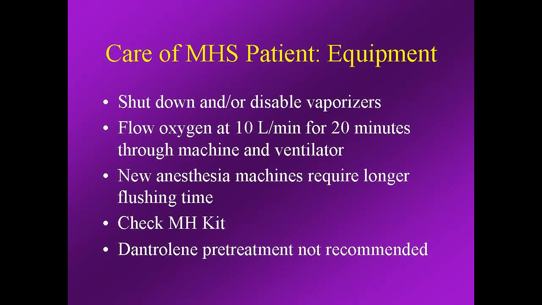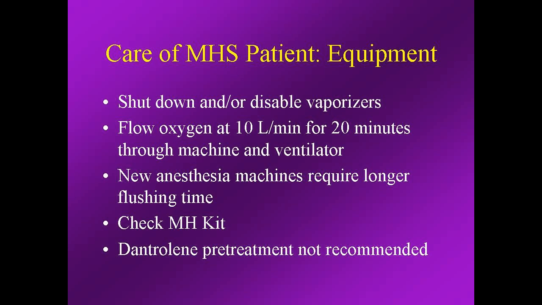How should the anesthesia provider prepare and care for the patient who presents with a personal or family history of MH susceptibility? First, the anesthesia vaporizers on the anesthesia machine should be shut down and disabled or removed from the machine. The anesthesia machine must be flushed of residual anesthetic vapors. This is a fairly straightforward process for the older anesthesia machines. The oxygen flow can be set at 10 liters per minute, and the reservoir bag can be attached to the Y piece of the circle system, and the machine and ventilator can be cycled for 20 minutes.